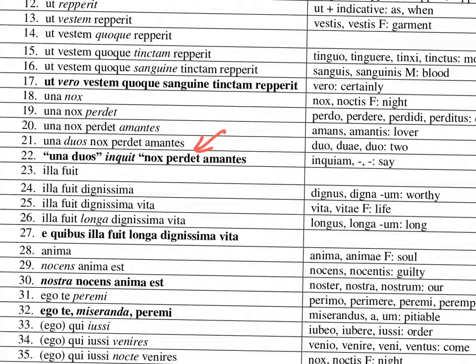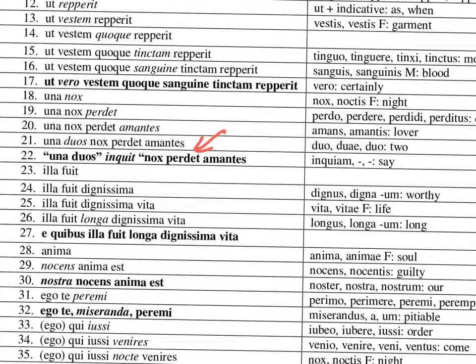Okay, let's see. We are on number 27. Actually, I want to build from 23 because there was a little bit of confusion about the case of the word vita. Liz, do 23. Illa fuit. Loudly, Liz. Is it just she was? That was very loud. She was. Okay, next, Jenna. Illa fuit dignissima. She was worthy. Okay, Jenna, dignissima. She was very worthy. She is superlative. She was very worthy.